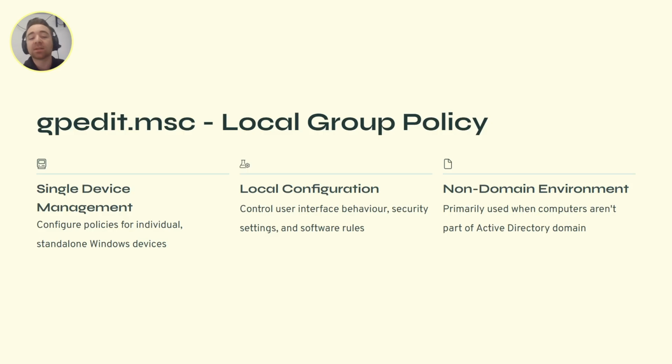So if you had one single device and you want to choose how your interface behaves, if you want to play with some of the security settings and you want to change some software rules, then you would want to be using gpedit.msc. That's basically when you would want to use this. That's functionally what you need to know.